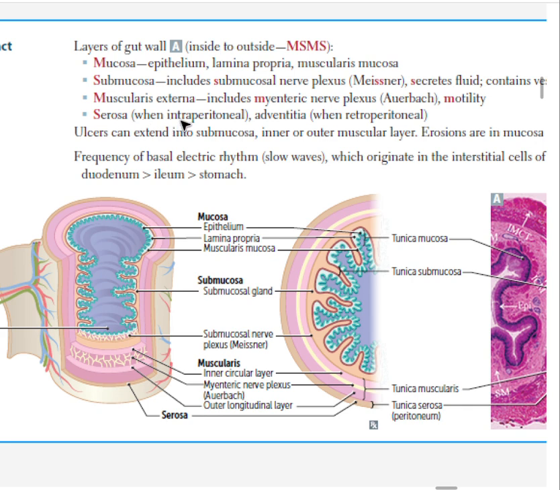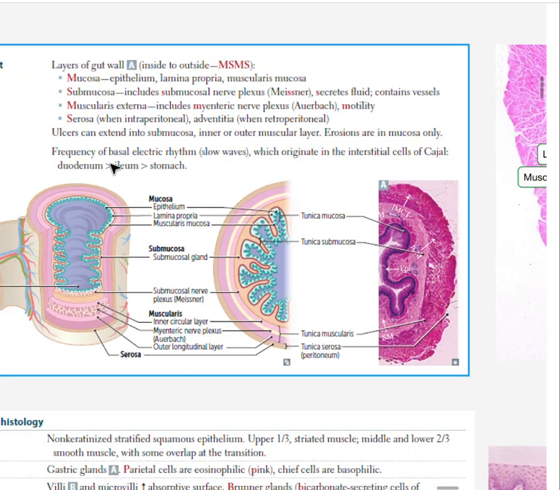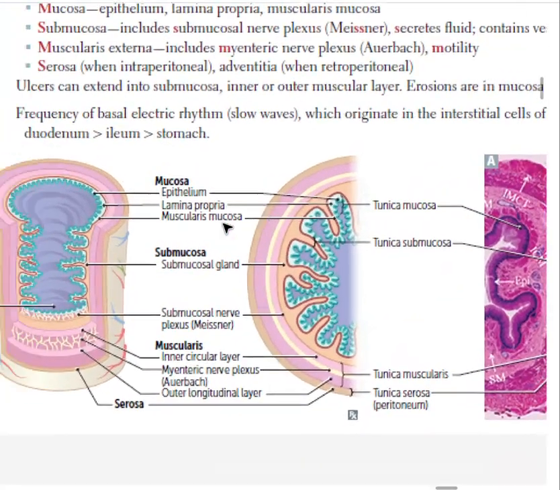And whenever the organ is intraperitoneal, it's the serosa. Otherwise, if the organ is retroperitoneal, we have adventitia. Now, before we go into ulcers and erosions, let's look at a little bit of this epithelium.